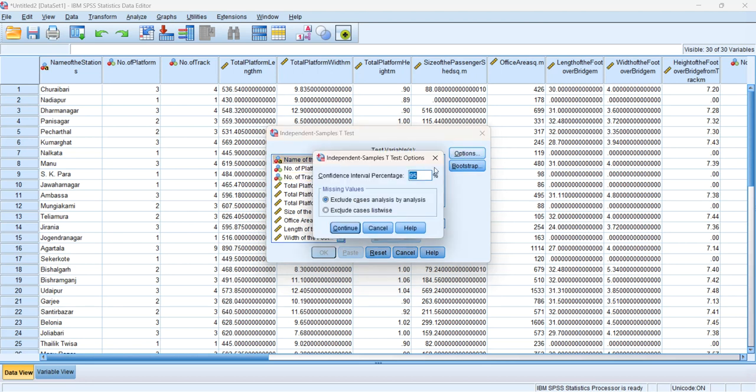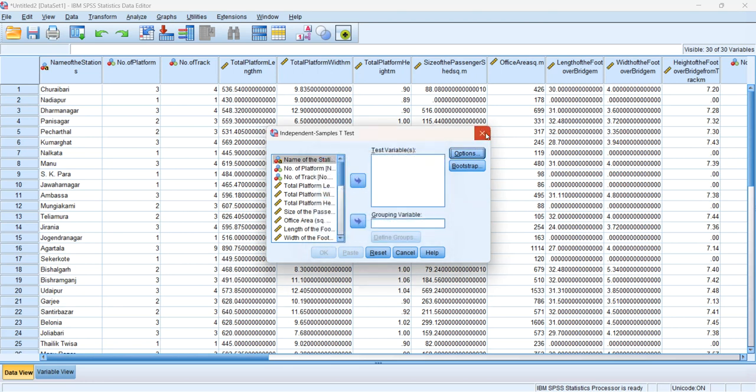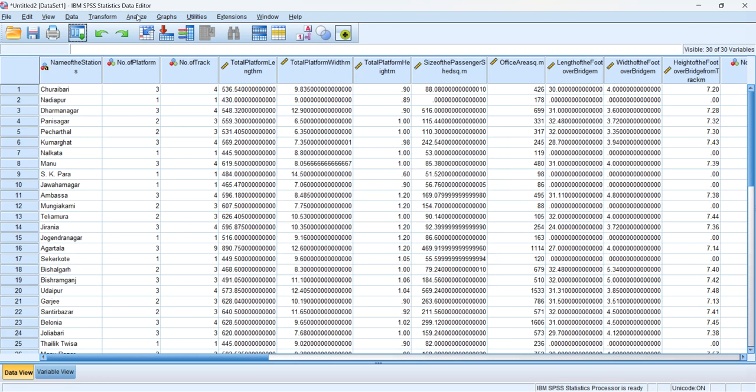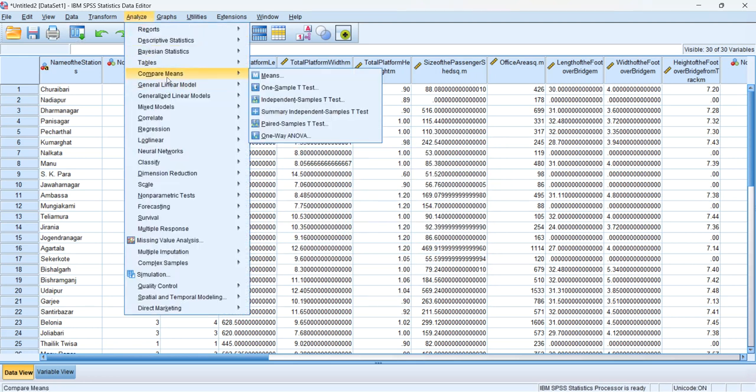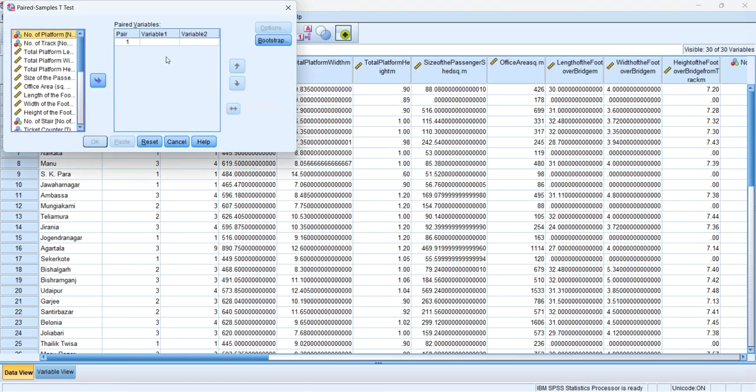Again you need to go here and select this. Suppose you can put 99% also; you can put anything based on your sample size and the power effect analysis. And then you go again here. So we discuss the paired sample t-test, which is a similar way.